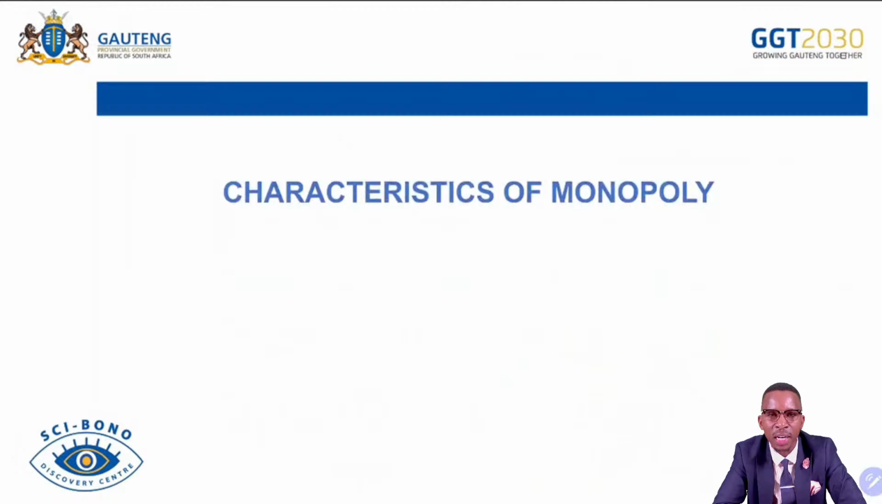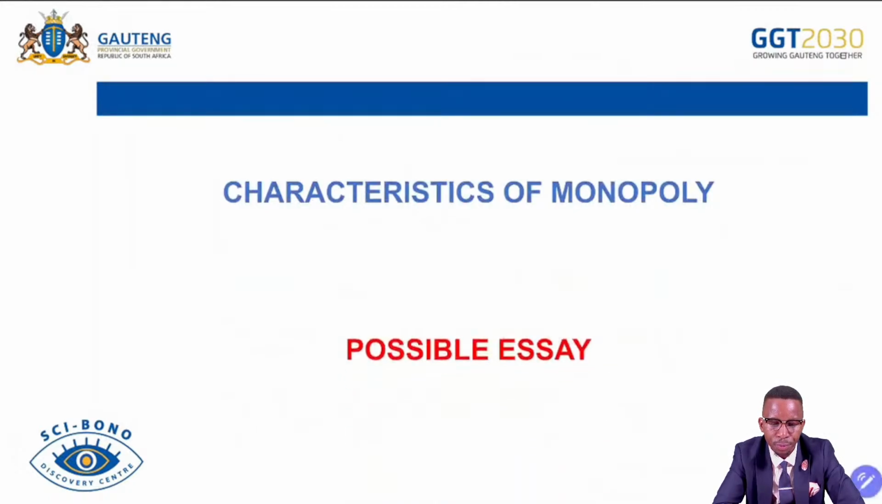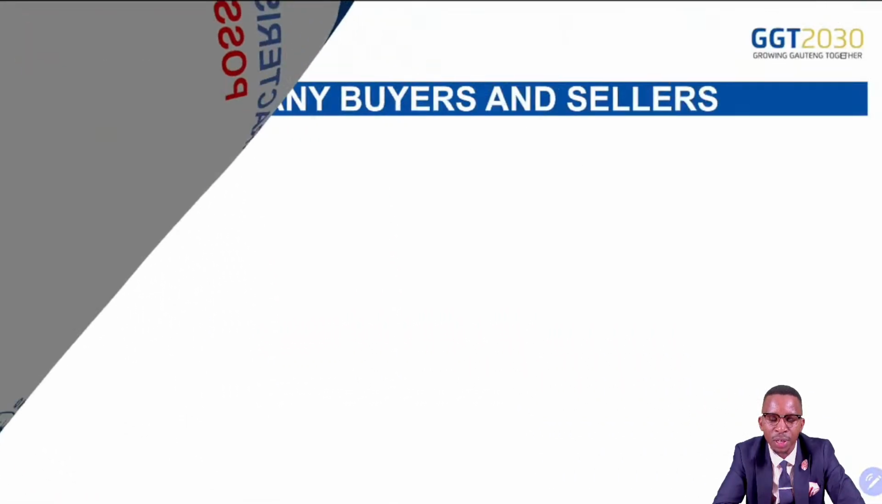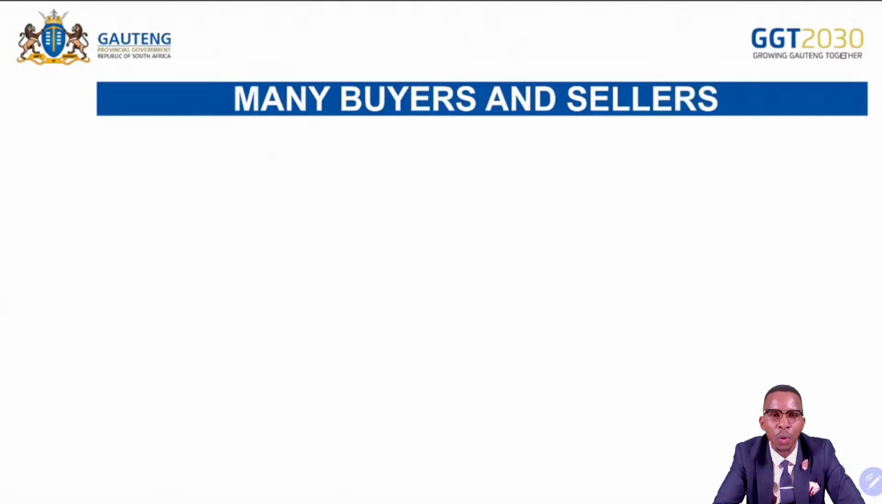Now we move to the characteristics of the monopoly. It's also a possible essay. It can be given to you according to the examination guideline of 2021, where the characteristics of the firm under the monopoly are to be discussed in detail. So you must be able to discuss in detail. You list the characteristic, then you explain it.